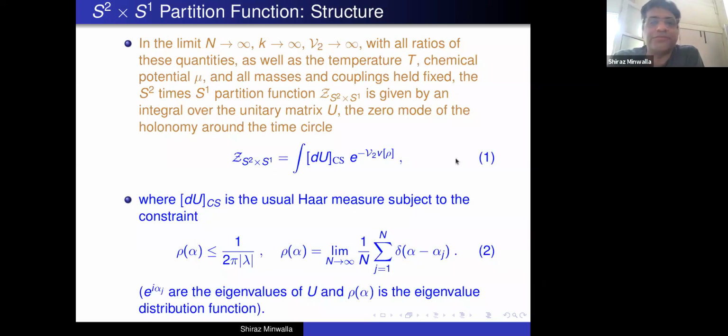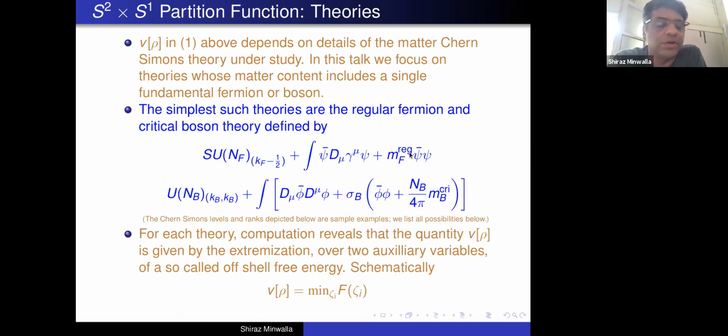Okay, now to fully tell you about the answers, I have to tell you more about the integrand which is a function of unitary matrices. And to tell you about that, I have to introduce the theories which I will be studying. So the theories I will study are the so-called regular fermion theory, which is just a theory of free fermions, a theory of fermions that would have been free, except that it's minimally coupled to Chern-Simons gauge theory.